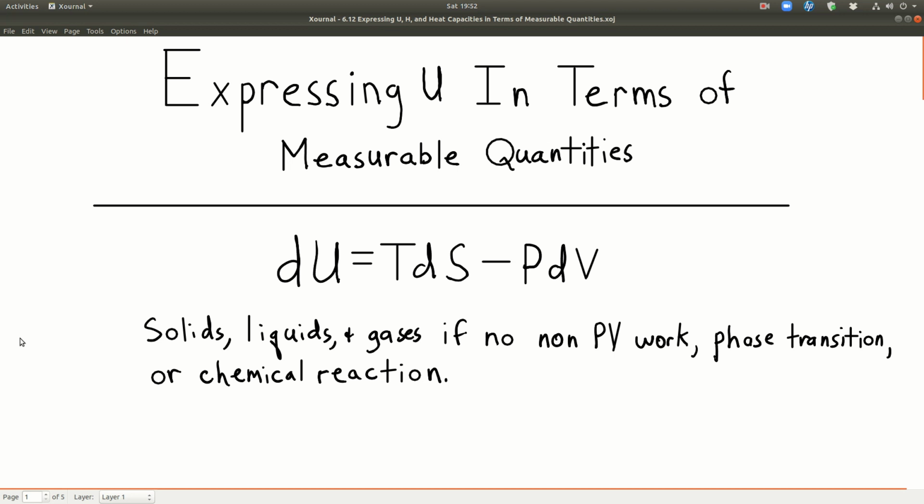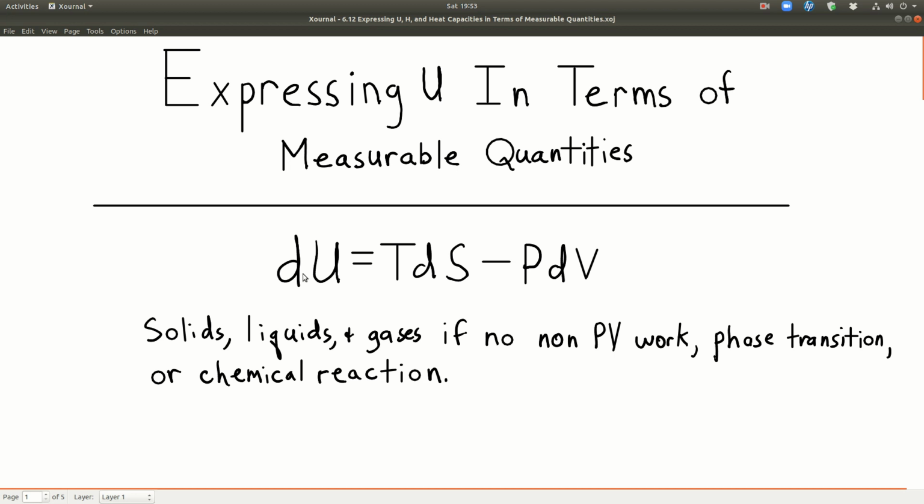Hey guys, so this is section 6.12, expressing internal energy in terms of measurable quantities. In your textbook it says expressing internal energy, enthalpy, and heat capacities in terms of measurable quantities, but you already know how to do enthalpy and heat capacity. We've seen those in terms of things like the isothermal compressibility and the isobaric volumetric thermal expansion coefficient, so you know those. So let's just focus on internal energy.